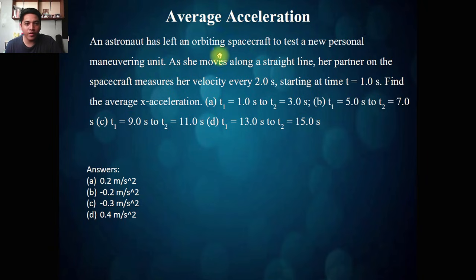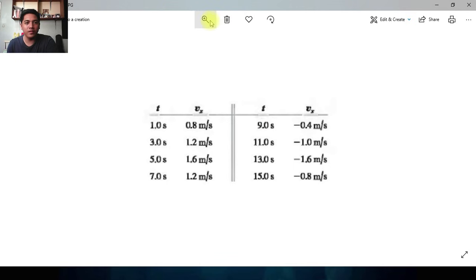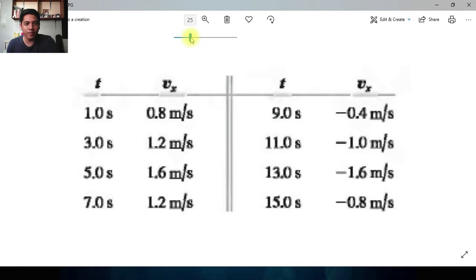An astronaut left an orbiting spacecraft to test a new personal maneuvering unit. As she moves along a straight line, her partner on the spacecraft measures her velocity every 2 seconds. By starting at time equals 1 second, find the average x acceleration from time equals 1 second to 3 seconds. So here is the information, or the given. Sorry, I have not included that in my presentation.